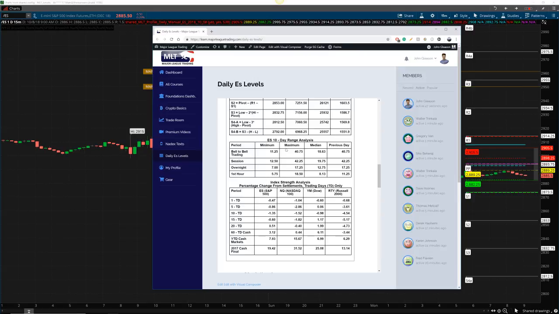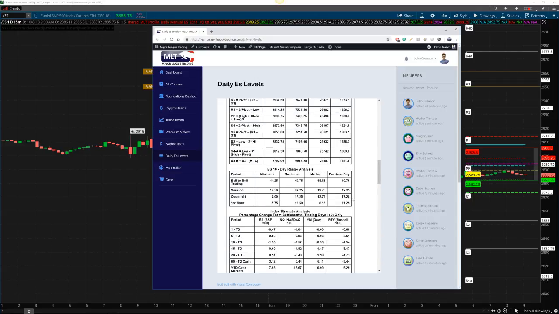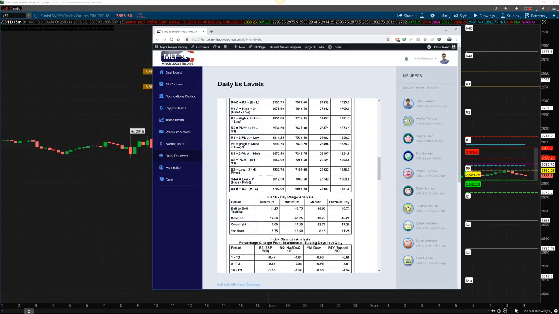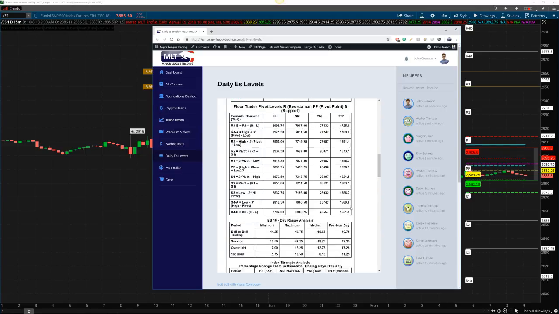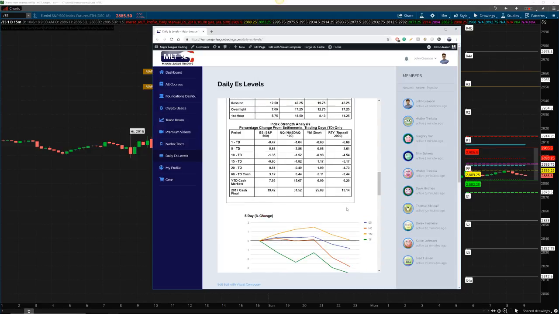We have absolutely had two back-to-back range expansion days, both Friday and Thursday of last week. The entire session came in at 42.25, which once again was the maximum we've had over the last 10 days. The median is 19.75. Overnight 17.25, and first hour 11.25. So volatility has expanded here, guys. A lot of opportunity, bigger trading ranges. So something to keep in mind here.